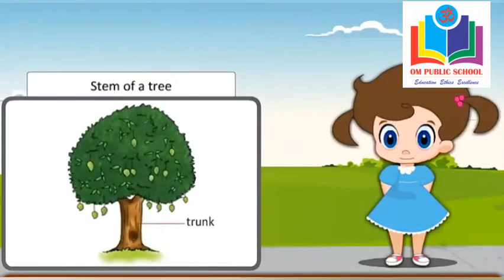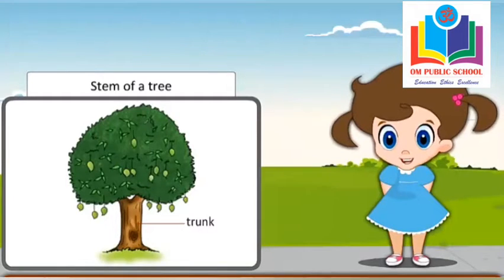Now what is a stem? The stem is the main part of the shoot. Plants have different kinds of stem. Trees have a hard, strong and woody stem and it is called trunk. Shrubs have thick stem and herbs have soft and thin stem. Climbers and creepers have soft and very weak stem.